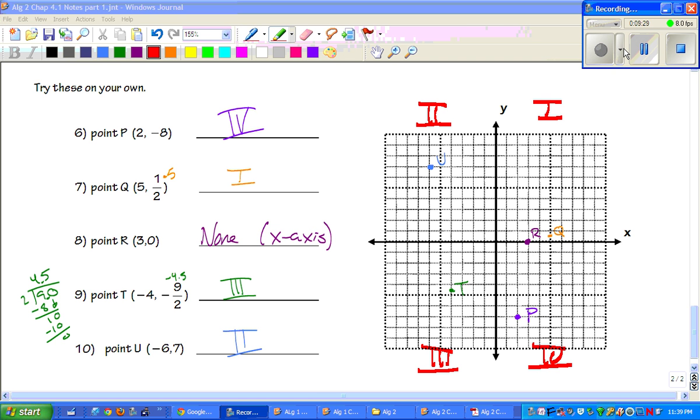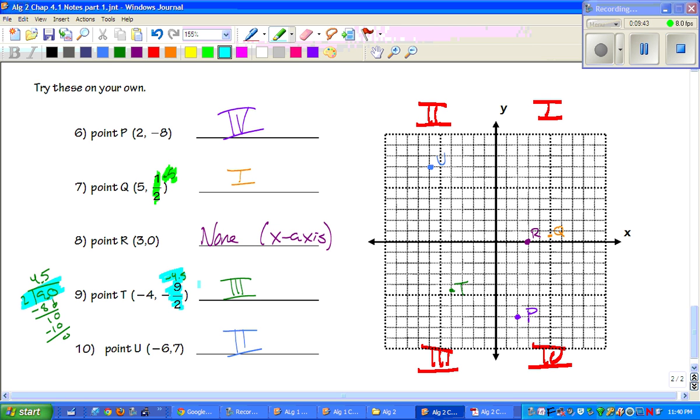All right, and there you go. Now when you have 7, 1/2, hopefully you guys know that 1/2 is the same thing as 0.5. And then when you divided negative 9 over 2 over here, you get negative 4.5.